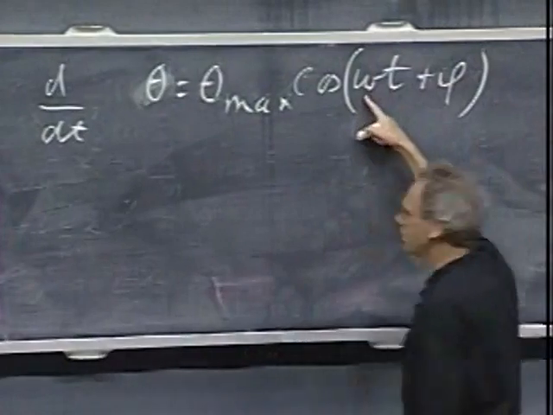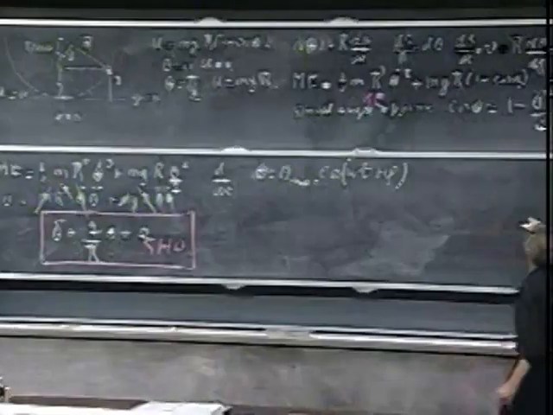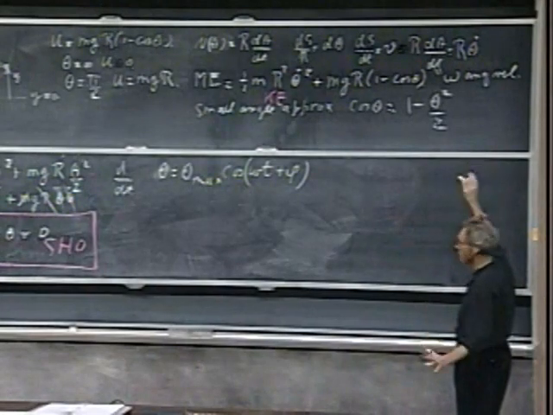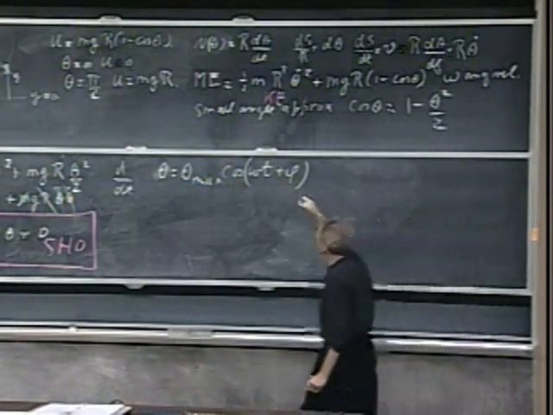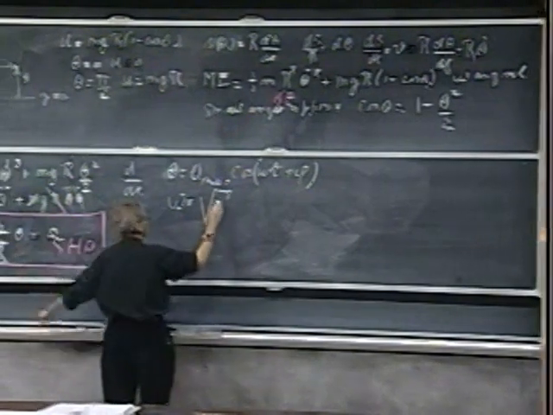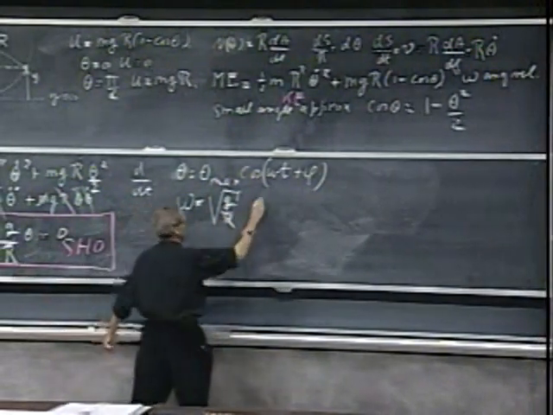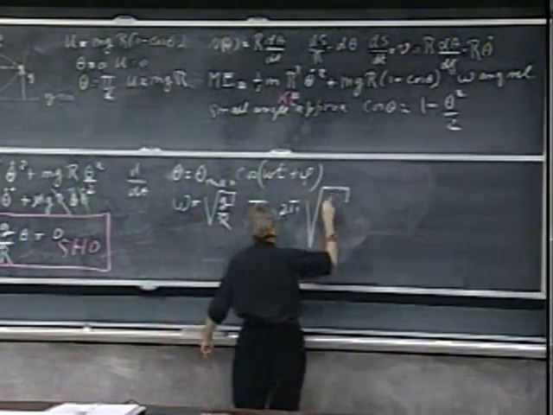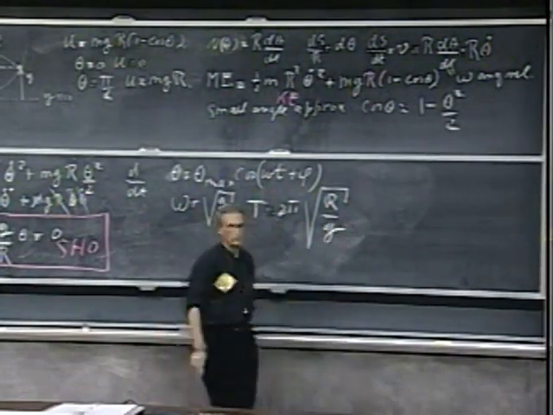This is the angular frequency. It has nothing to do with that omega there, which is the angular velocity, which is changing in time. This is a constant. This is angular frequency. And this omega equals the square root of g over r. And so the period of the oscillation is 2 pi times the square root of r over g.